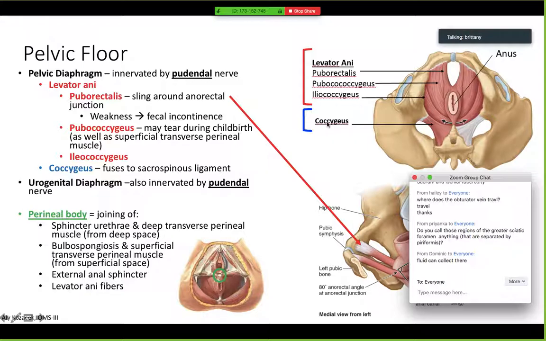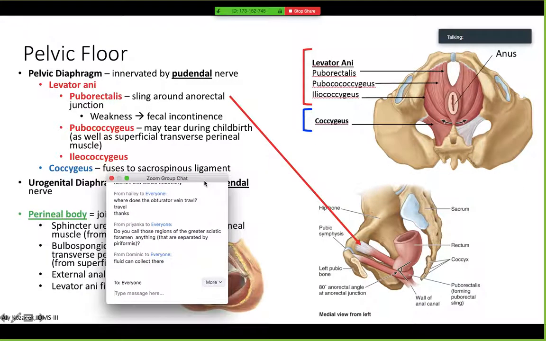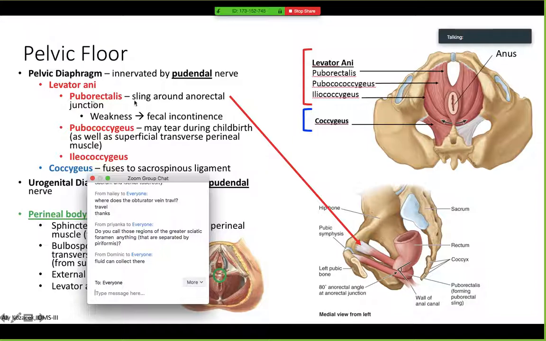And then the coccygeus is easily identifiable because it's going to be fused to the sacrospinous ligament. So the same attachments as the sacrospinous ligament, the ischial spine and the sacrum. So if you associate those two together, you won't forget where the coccygeus is located. And then important muscle here, the puborectalis. If this muscle is weak, that can contribute to fecal incontinence.